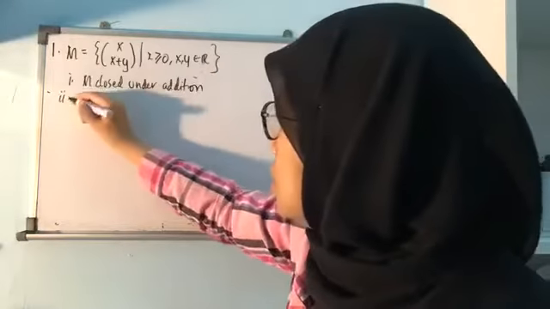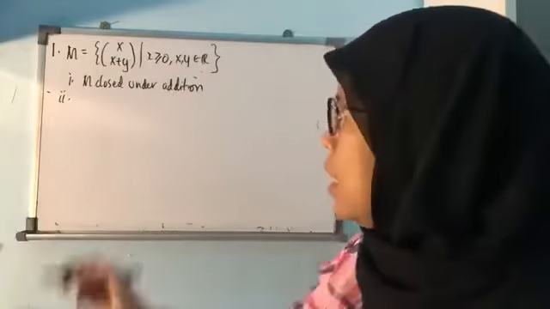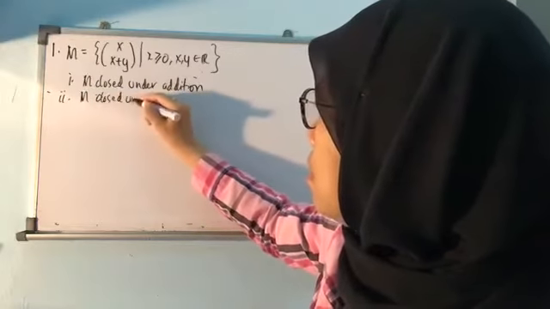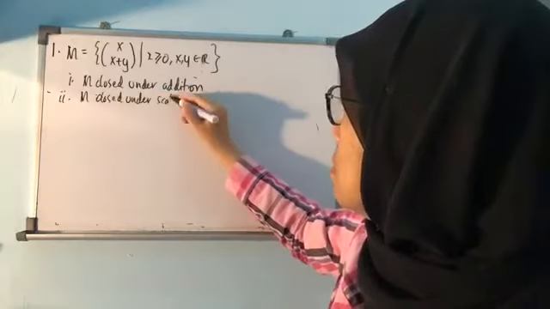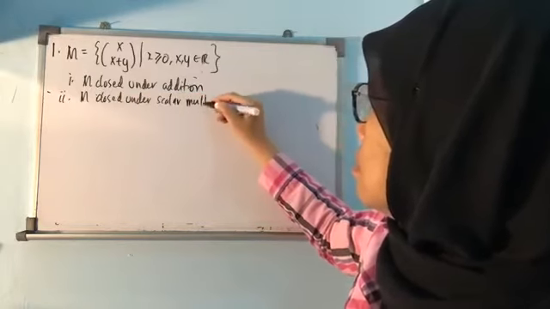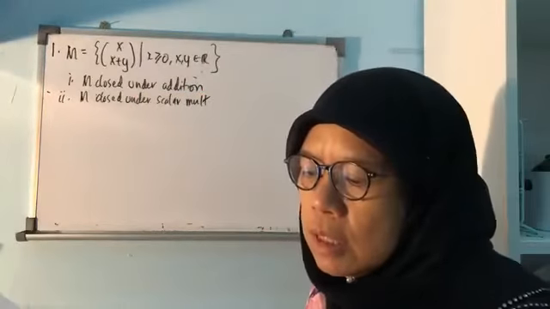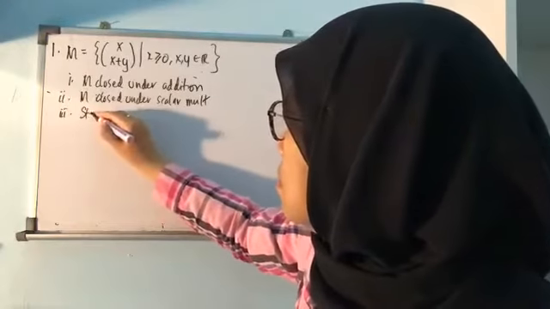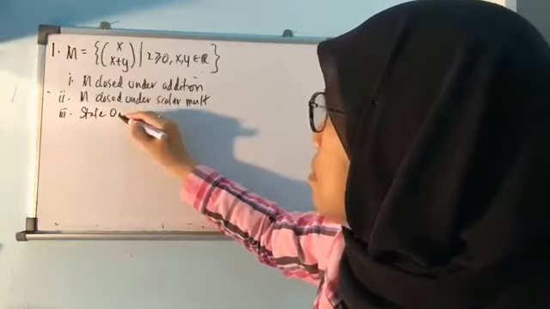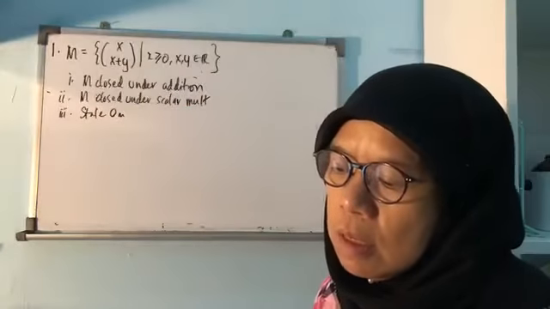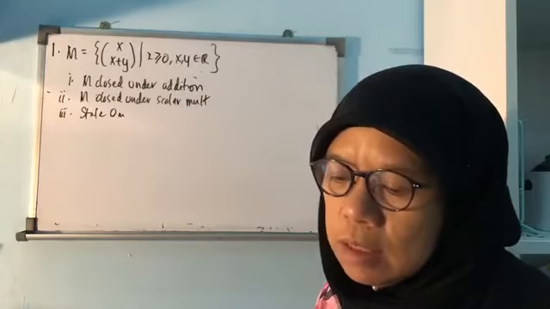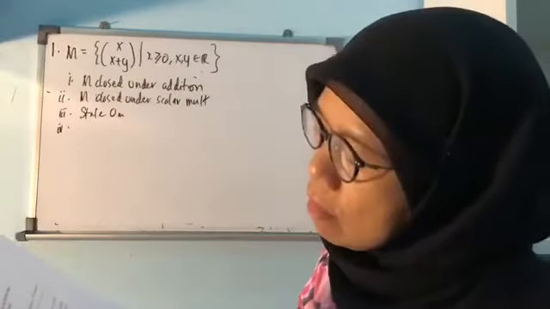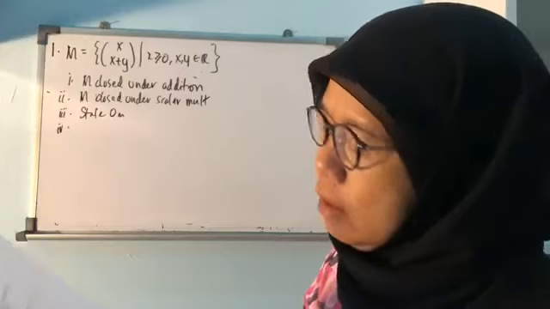The second question is under scalar multiplication. State the zero vector and determine whether there is an inverse for AB.